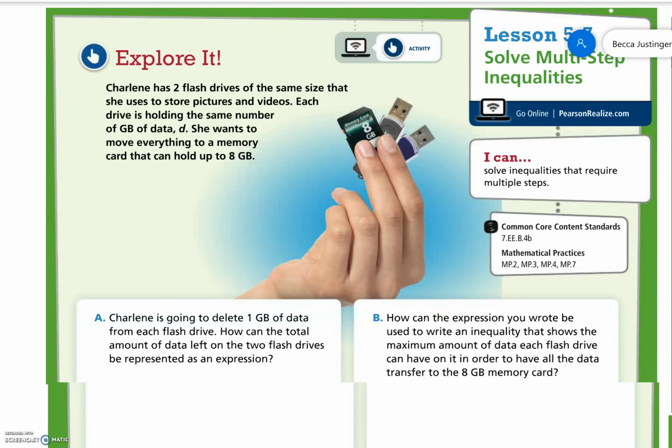Hi, 7th grade. Welcome to lesson 5-7, solve multi-step inequalities. By the end of the lesson, I want you to be able to say, I can solve inequalities that require multiple steps. Let's explore it.